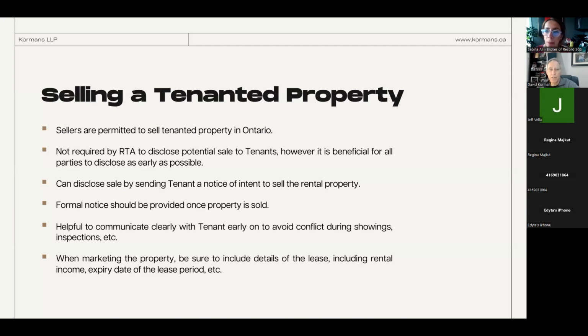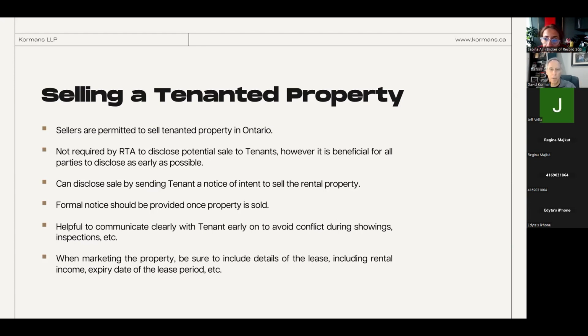So you can disclose it by sending a tenant a notice of intention to sell the property. And then if you do sell the property, a notice should definitely be given to the tenant after the fact, saying we're notifying you the property's been sold, and here's the name of your new landlord, and direct all future payments to this new landlord. I'll go through that in a little more detail later on, but there should always be a notice provided after a closing like that. But I always think it's good to communicate with the tenant.